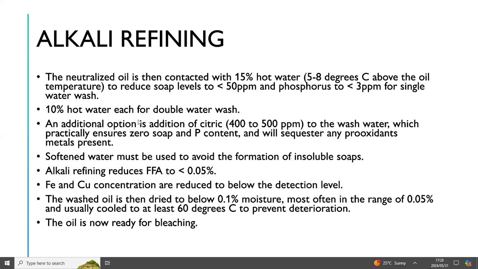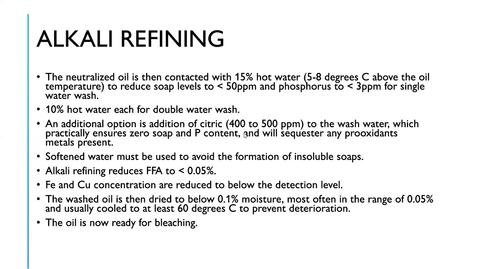But if you're going to use a double water wash, for the first water wash use 10% hot water on a weight basis of the oil. Same applies for the second. An additional option is addition of citric acid at 400 to 500 ppm to the wash water, which practically ensures zero soap and phosphorus content and will sequester any pro-oxidant metals present.